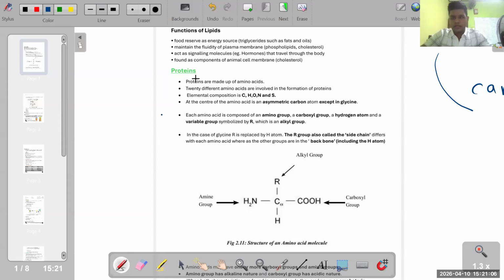Proteins, right? Let's get into the notes. Proteins are made up of amino acids. Now, proteins are some sort of polymers, biopolymers. Now, the word polymer, is it new to you all?